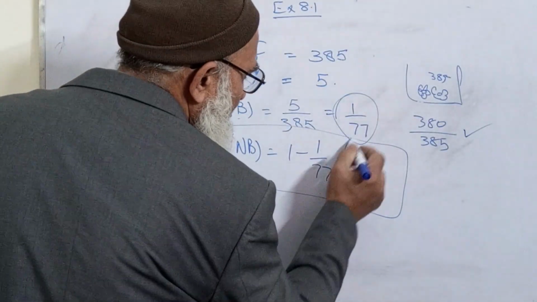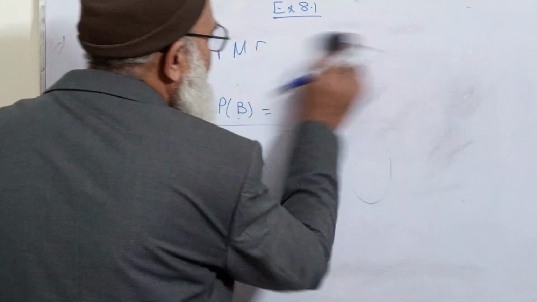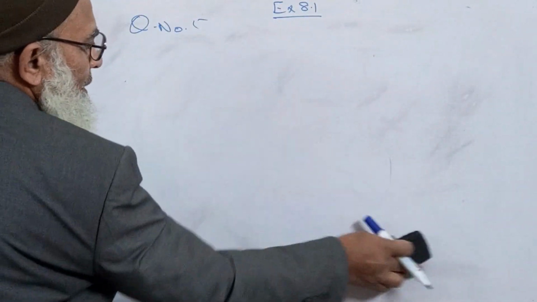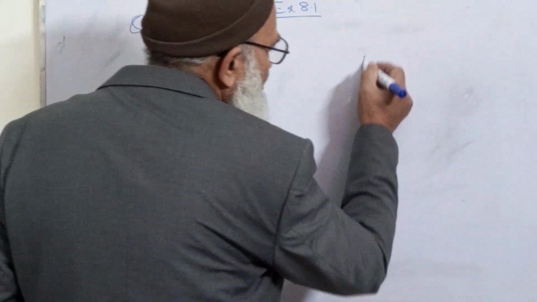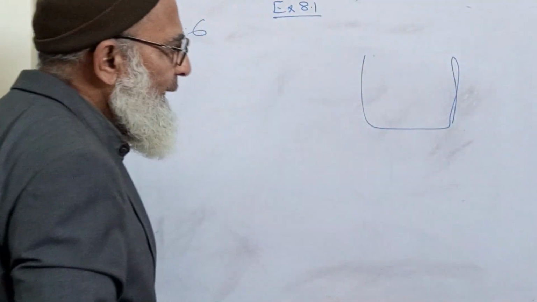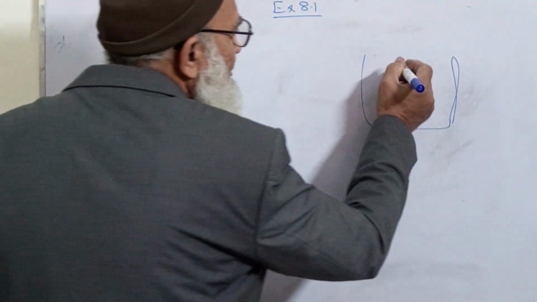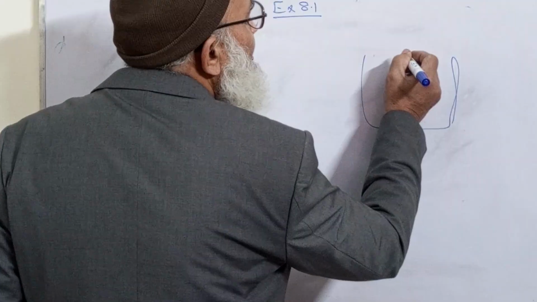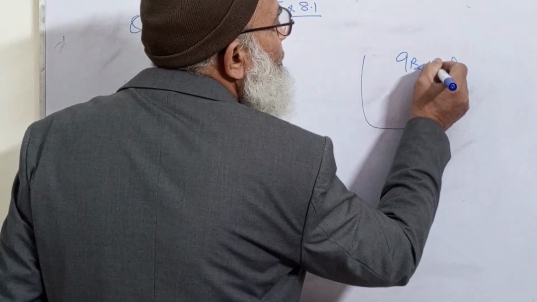These are two answers. Okay. And now question number 6. Question number 6 is: a bag contains 9 equal size balls, 4 of them are colored blue, and the remaining balls are colored red. Now there is a bag in which there are balls of equal size and equal weight, everything is equal. There are 9 balls.